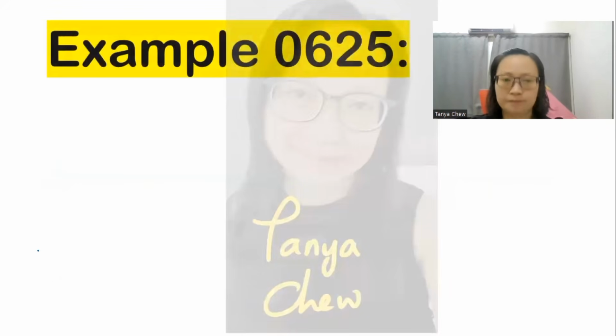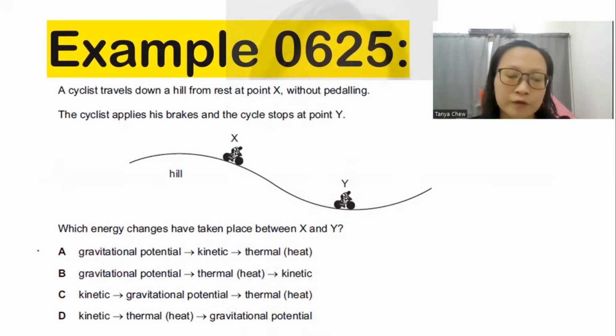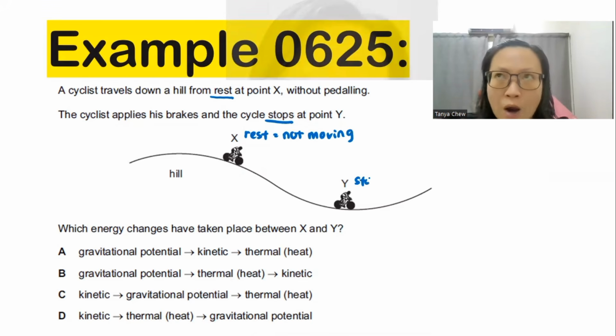What about IGCSE? A cyclist travels down a hill from rest. Okay, you know that this is from rest. You have to underline this just to make sure that this is the keyword that helps you find your answer quicker. At point X, without pedalling, the cyclist applies his brakes and the cycle stops at point Y. So I know at X, it is at rest. It means that it is not moving. And at Y, it stops. It also means that it is not moving.